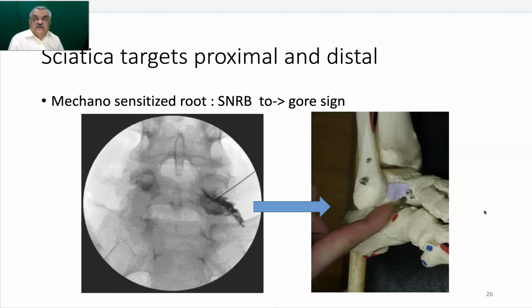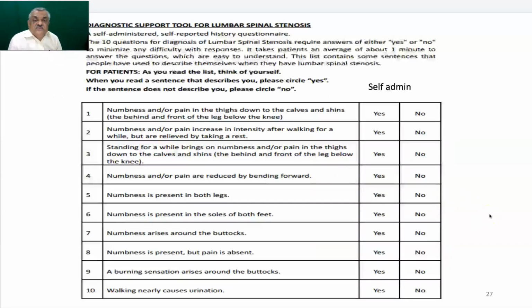It doesn't need any technology, and it can be done very simply by injecting 2% lignocaine 3 cc without adrenaline in this area to relieve the pain. Now, when we are examining our patients, we need to also know that we will be seeing patients who will be having claudication. In case of claudication, what we do is very simple.